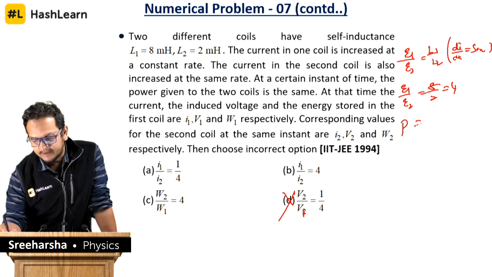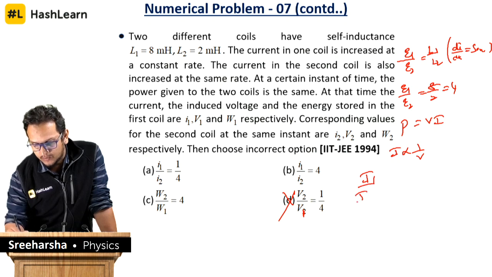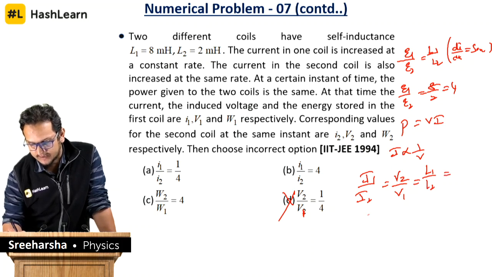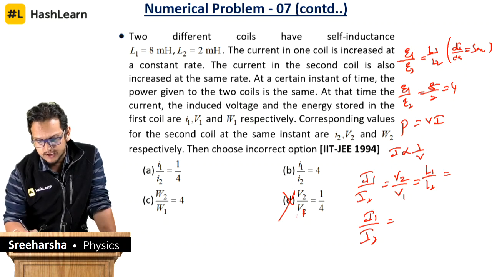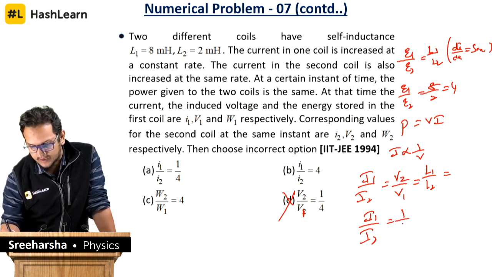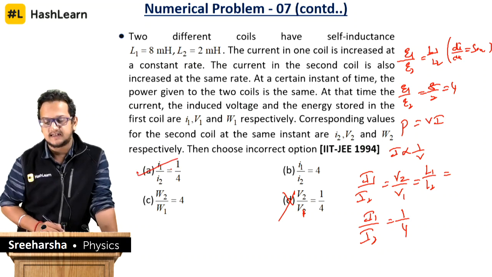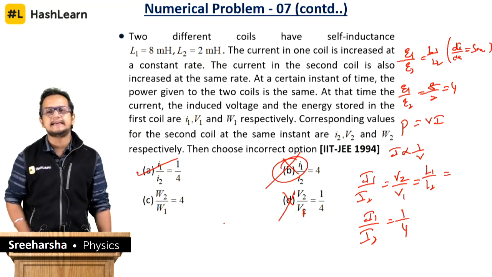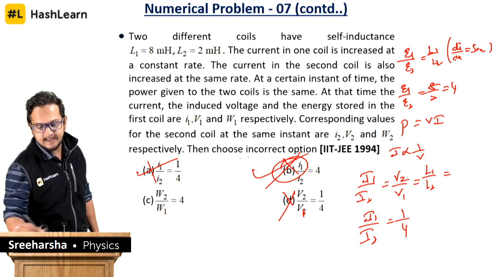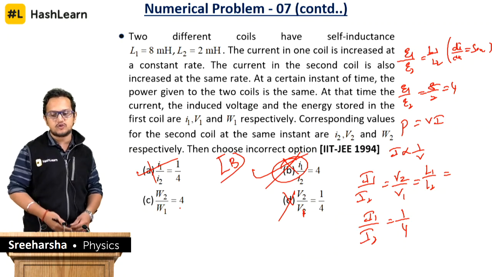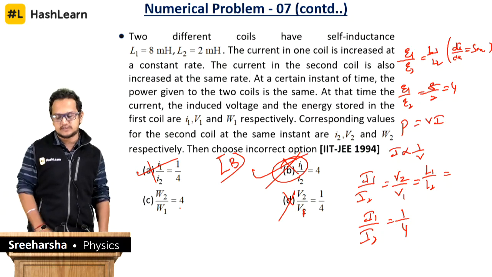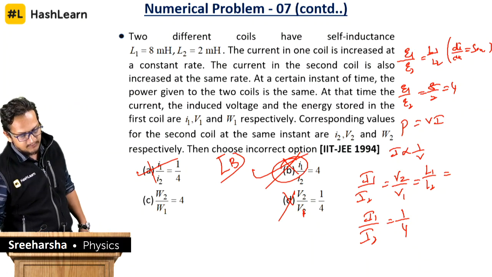So we know that the power is given by V into I, or we can say I is proportional to 1 by V. So I1 by I2 will be equal to V2 by V1, which is equal to L2 by L1, the reciprocal of 4, which is equal to 1 by 4. So I1 by I2 is also the correct answer. So it is evidently visible that this is the wrong option. So the correct answer is B, because we have got the value of I1 by I2 as 1 by 4, so I1 by I2 cannot be equal to 4 is to 1. So with this, students, we have come to the end of today's class.